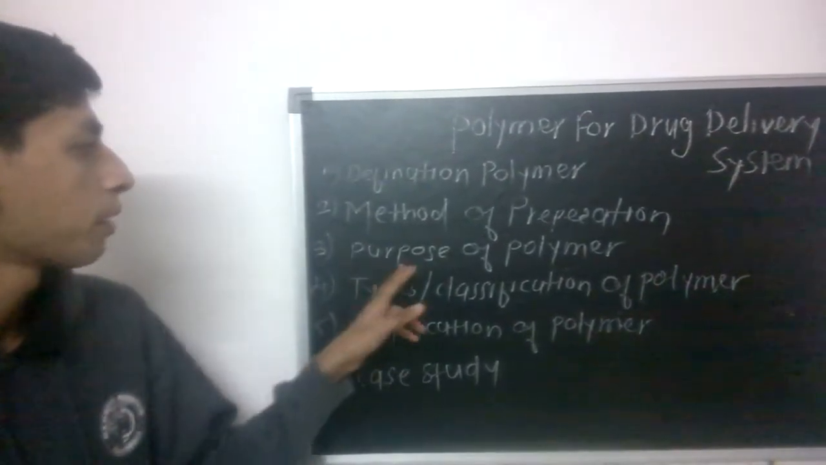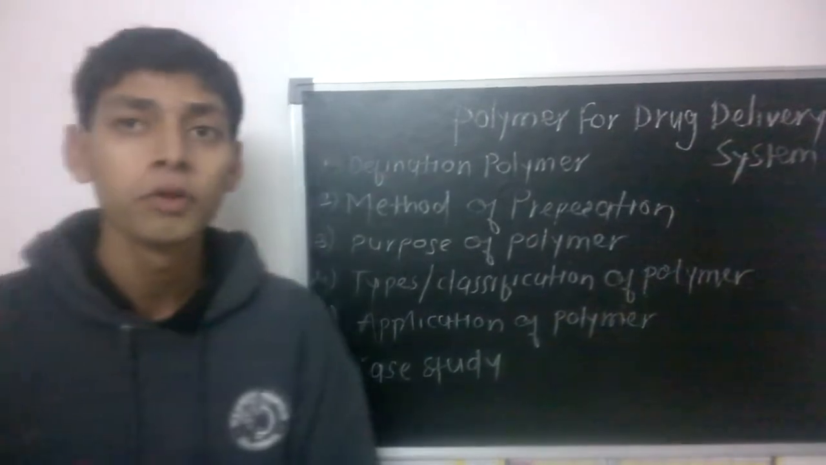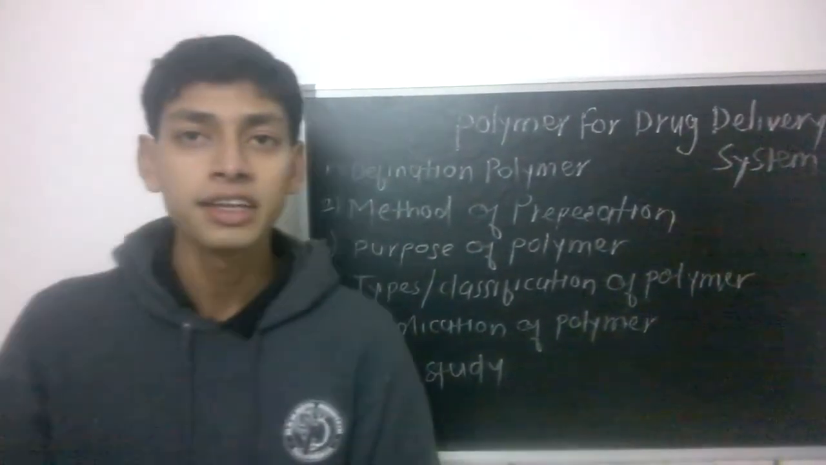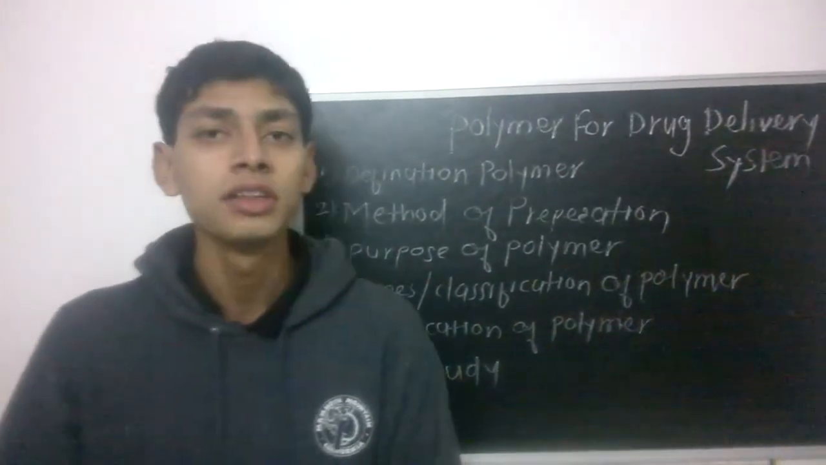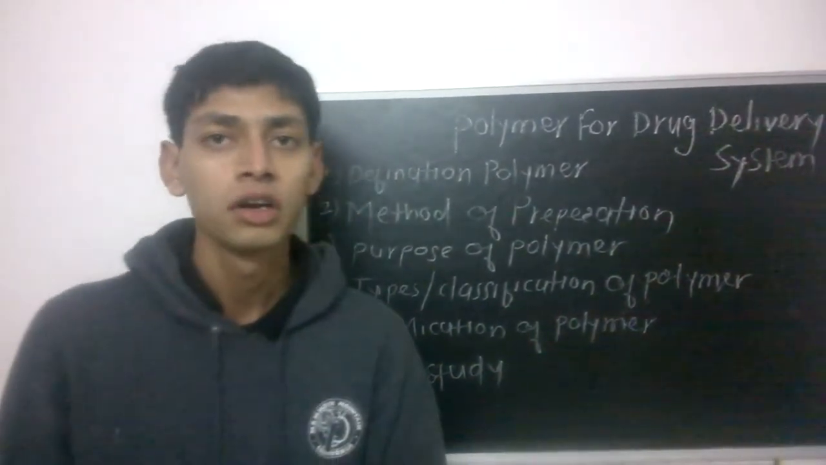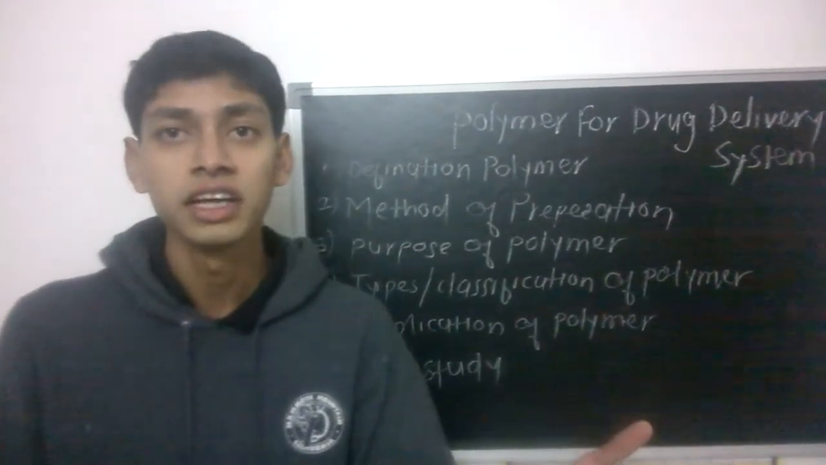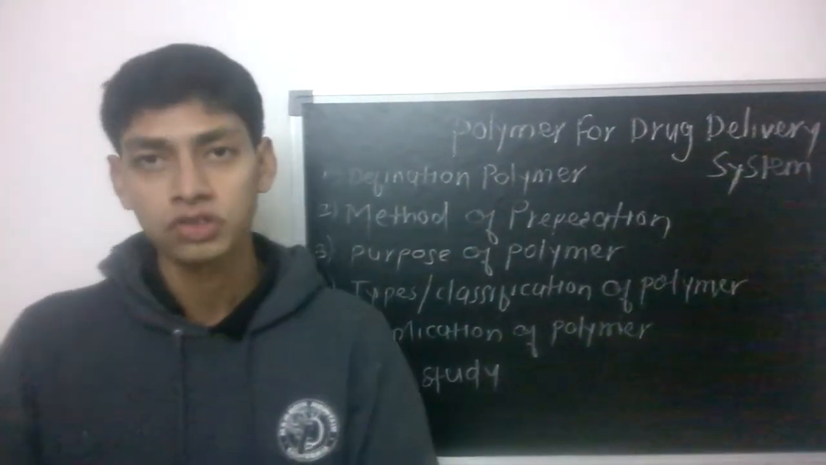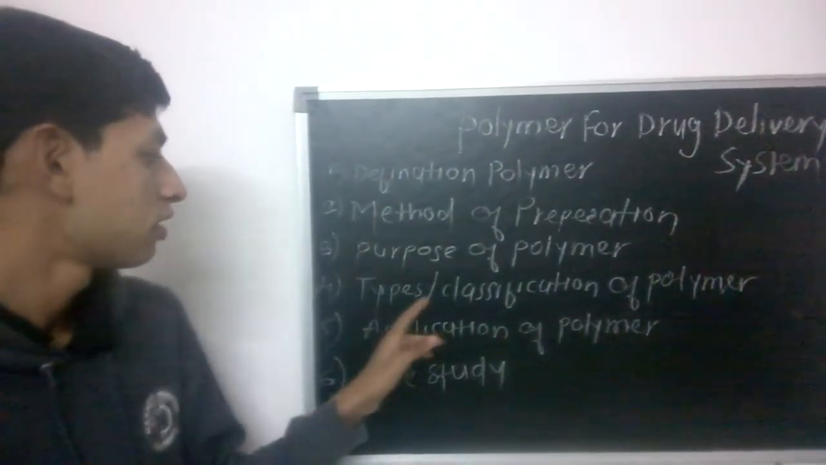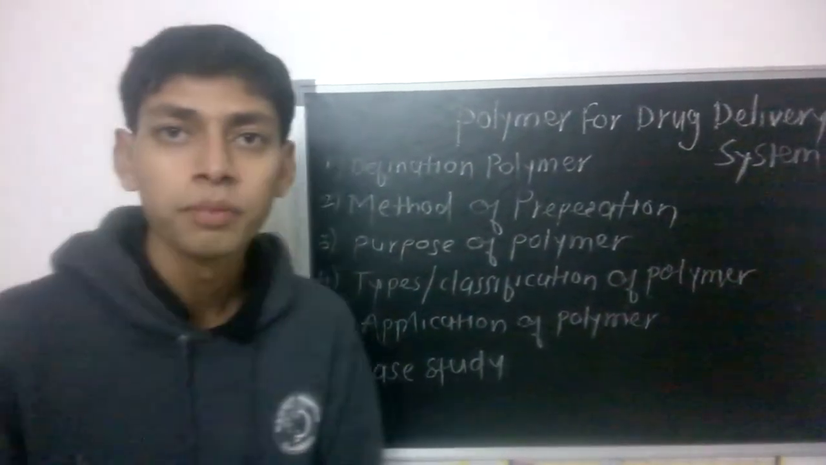Now move towards the purpose of polymer. Why is there a need of polymer from the formulation point of view? Mainly because of three reasons, polymers are used in formulation: first of all, to increase the viability of drug, to achieve the targeted delivery of drug, and to reduce the toxicity of drug.